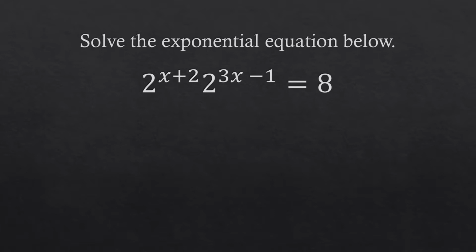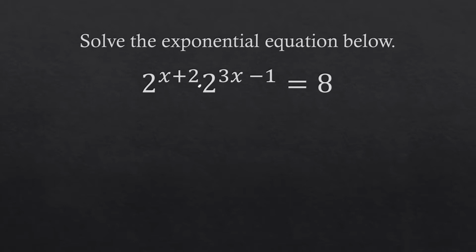We have here the first given as 2 to the power of x plus 2. And then we have another base, which is 2 to the power of 3x minus 1. If you cannot see anything connecting your two bases there, automatically your operation in between is multiplication. So please know that one. This is equal to 8.